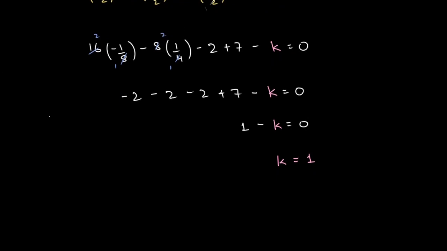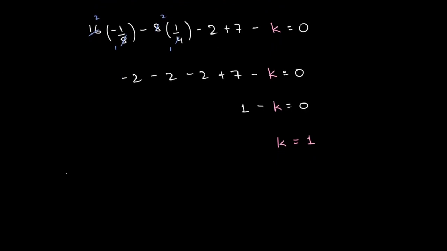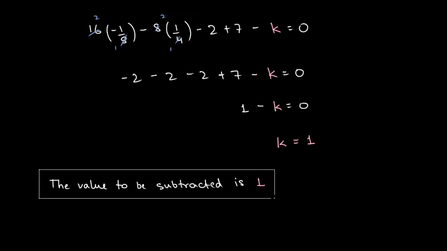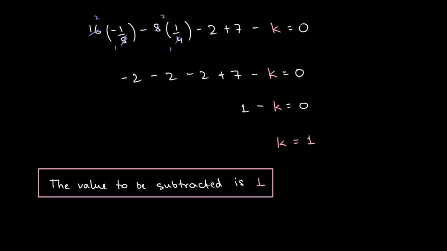So our final answer statement now. What number must be subtracted? The value to be subtracted is 1. That's our final answer in a pink rectangle.